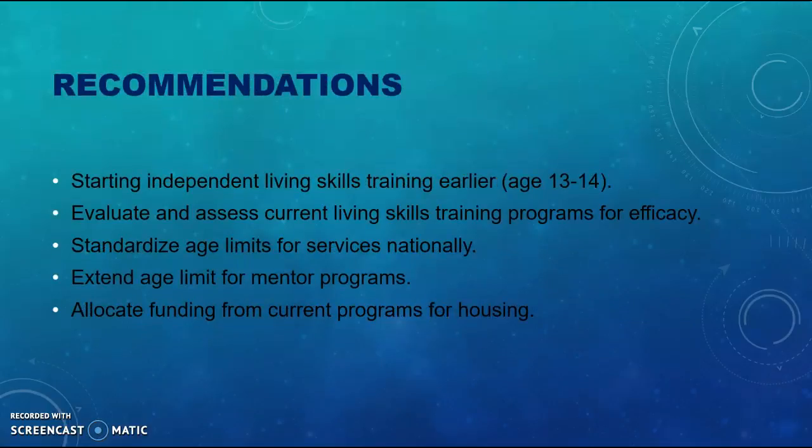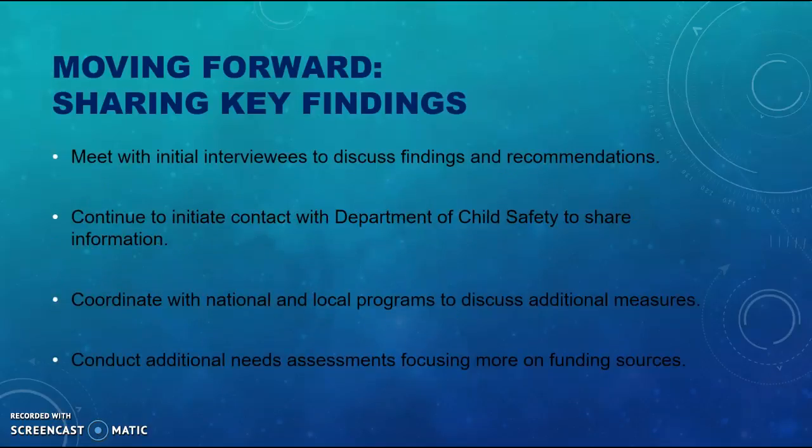These are the recommendations that I had: to start independent living skills training earlier, to identify the needs at a younger age and what their interests are. So maybe vocational training is for them and not college. Evaluation of current programs, standardizing age limit for services nationally, extending the age limit for mentor programs to carry youth into more later years of that transition age, maybe 25 or 26, and to allocate current funding from current programs for housing to kind of remove the stressor of, after living in a group home, where do I go? So these youth would be able to focus more on their education or skill building.